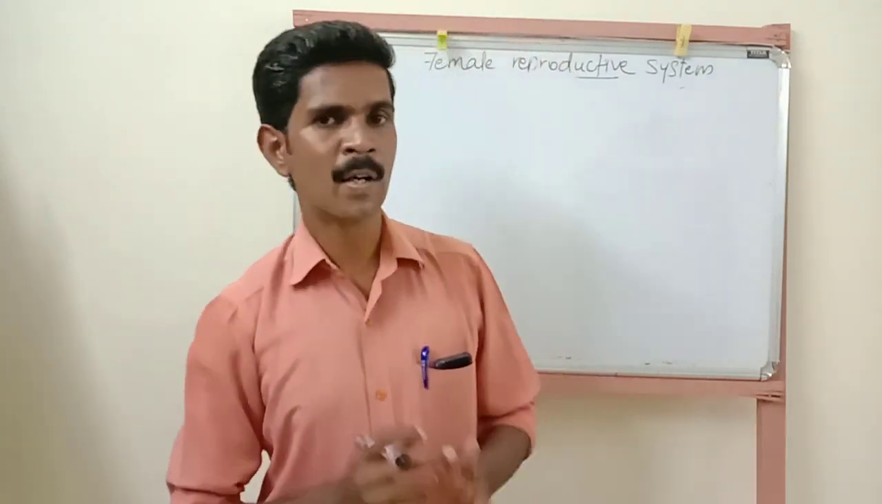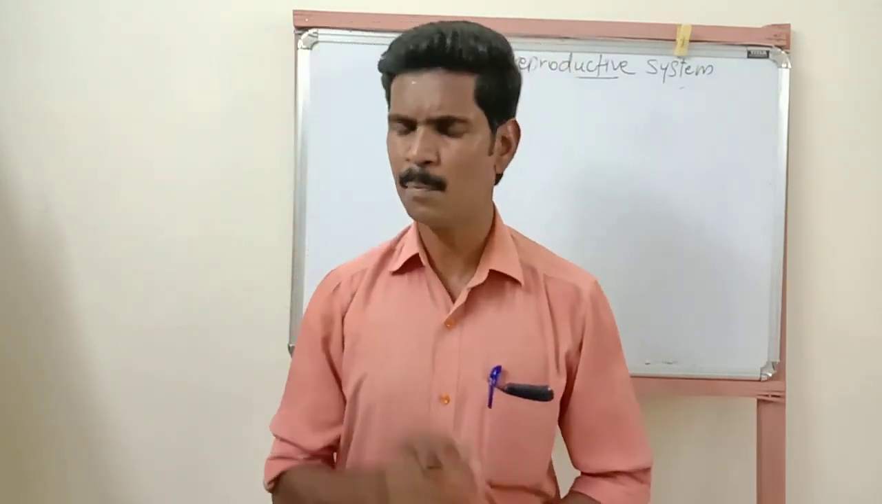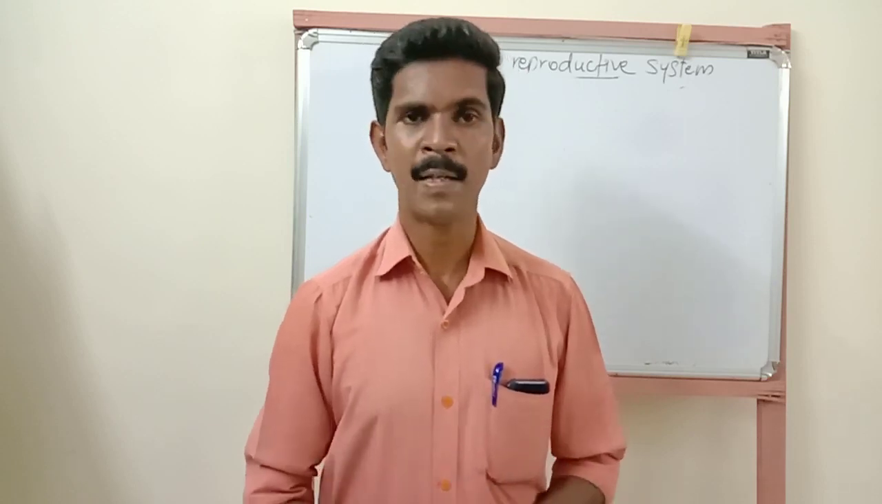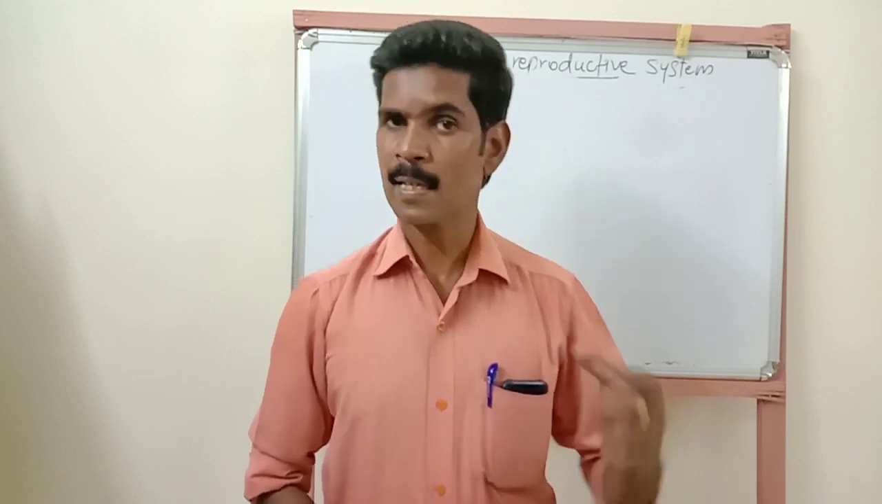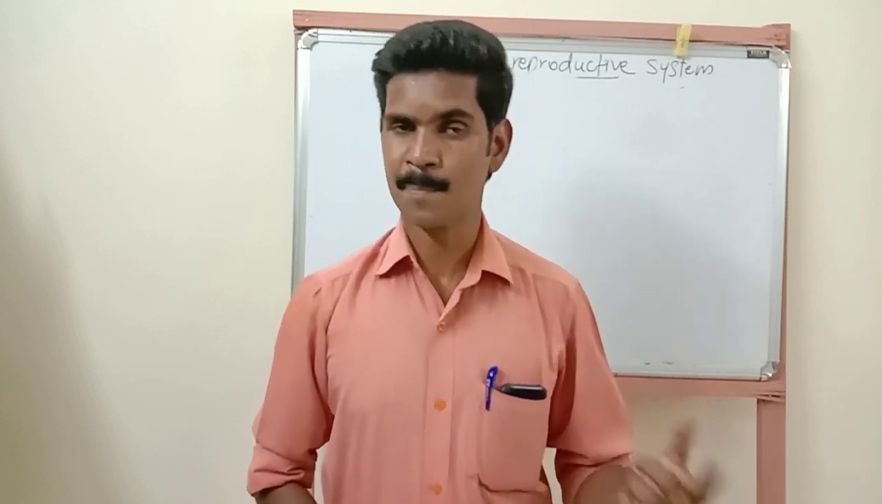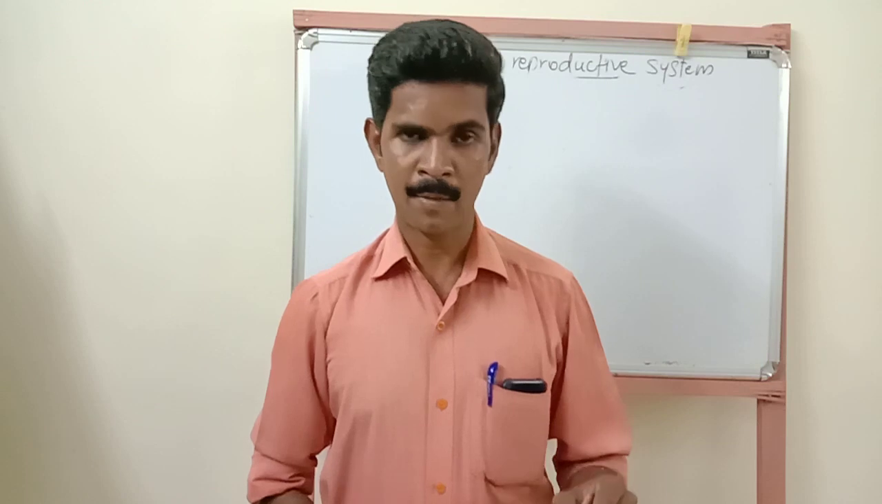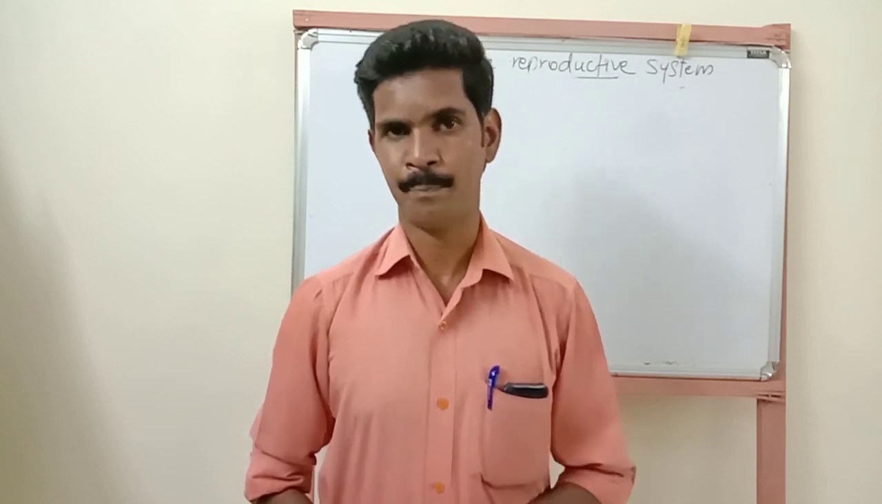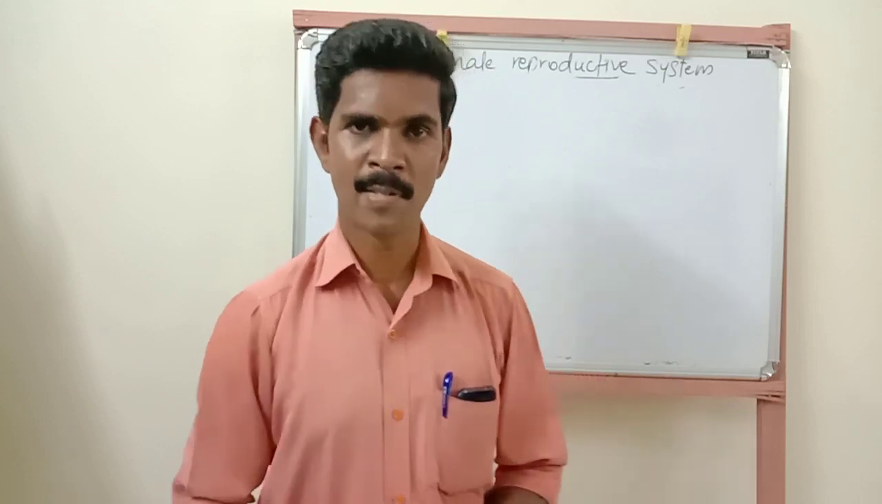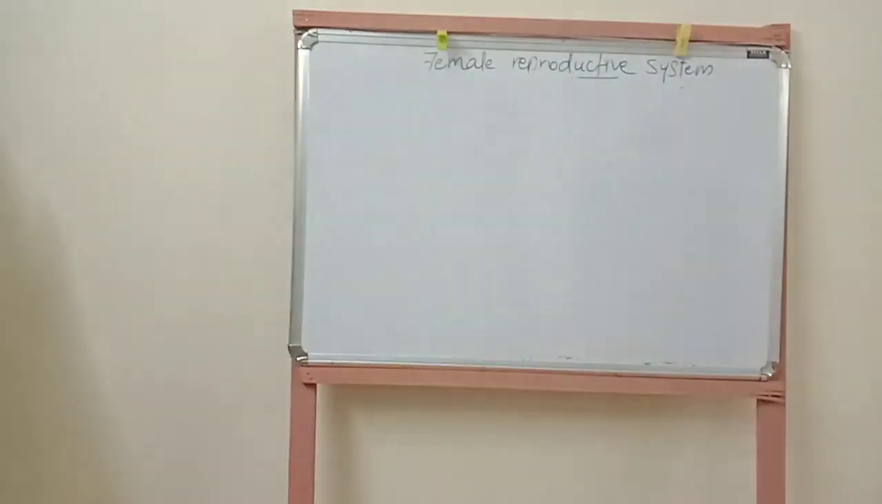Finally, one more important 3-mark question. Very, very important 3-mark question. Question: structure of female sex cell. The male sex cell is otherwise called sperm or spermatozoa. Here the female sex cell is called egg cell, otherwise called ovum. So now we are going to study the structure of the ovum.